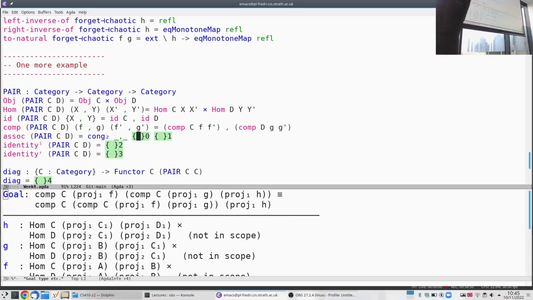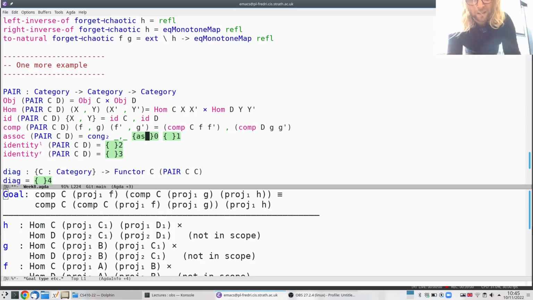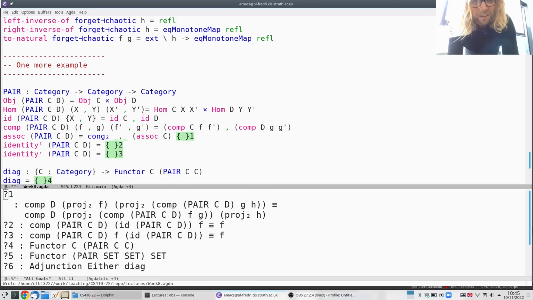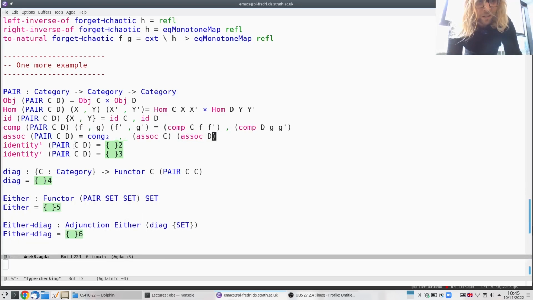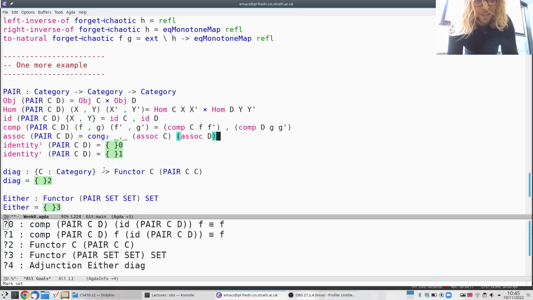Now, it's maybe not so easy to see, but if you think about how we define things, I hope you agree with me that associativity in C should be exactly what we need in order to deal with this first component, right? And similarly, associativity in D here. Right? Okay, and there's going to be the same thing going on with the identities, right?